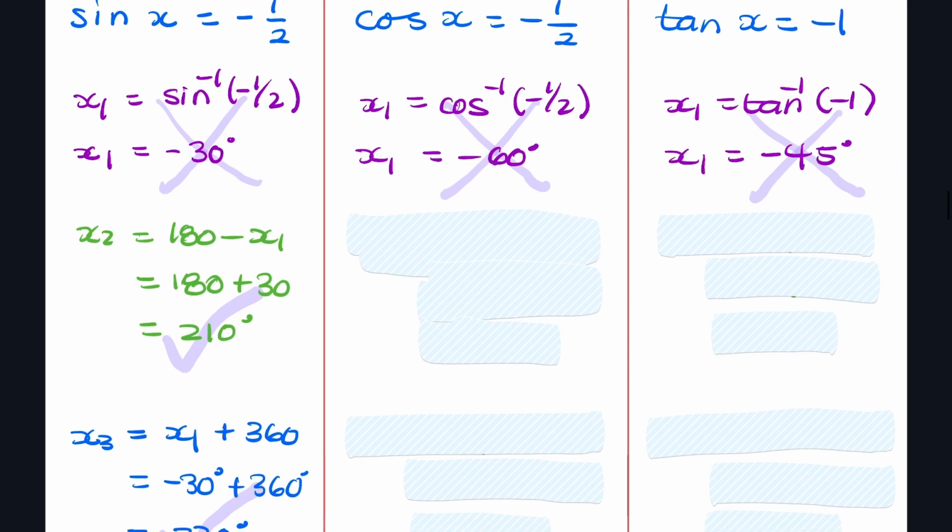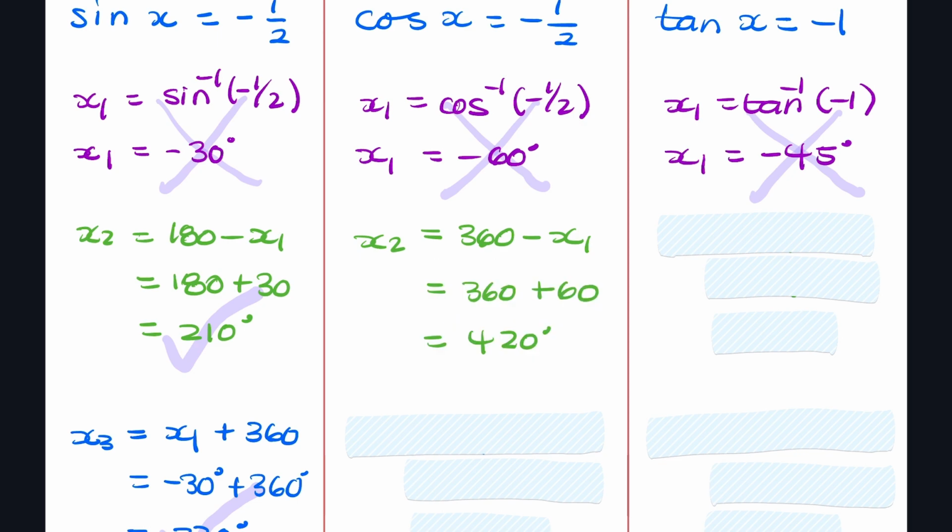The same applies for cosine. Once you've found the first solution, the second solution for a cosine is 360 minus the first solution. So 360 minus 60 is 420. Unfortunately, that too is unacceptable. So we still need to find two solutions that are acceptable.